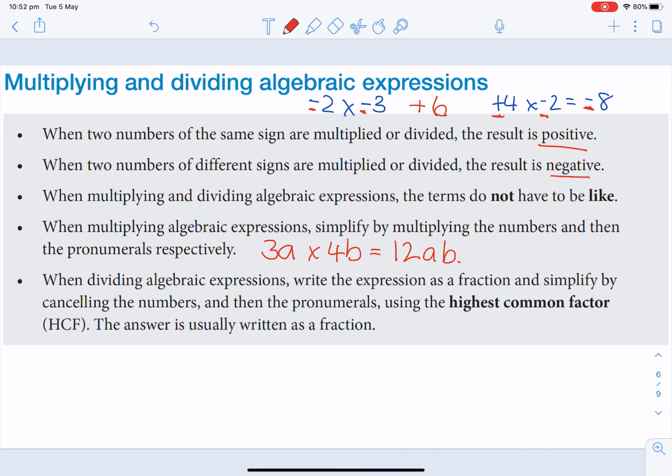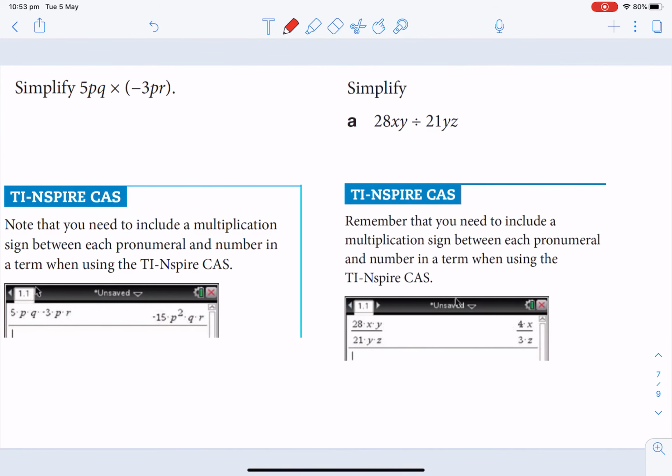When dividing algebraic expressions, write the expression as a fraction and simplify by cancelling the numbers, and then the pronumerals. Using the highest common factor, HCF, the answer is usually written as a fraction. It doesn't have to be, but it can be. So I have one multiplication and two division examples.